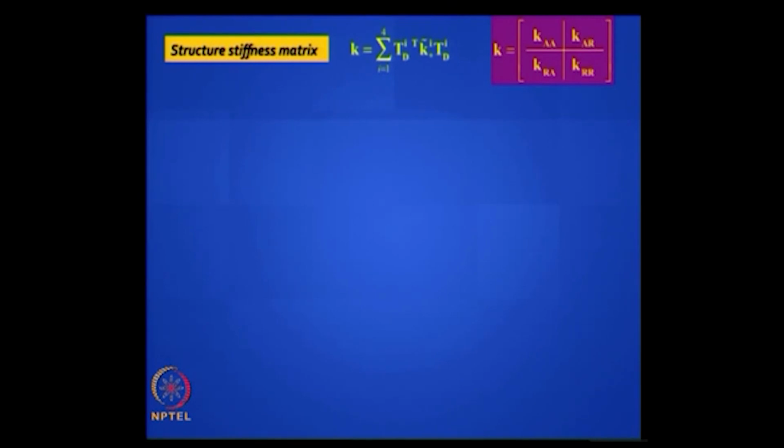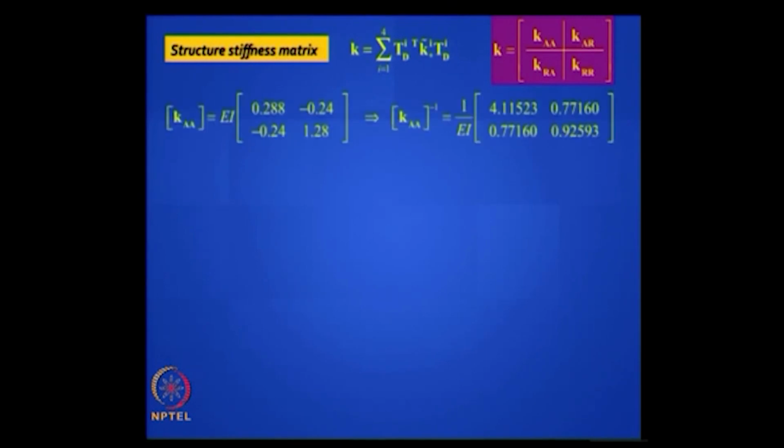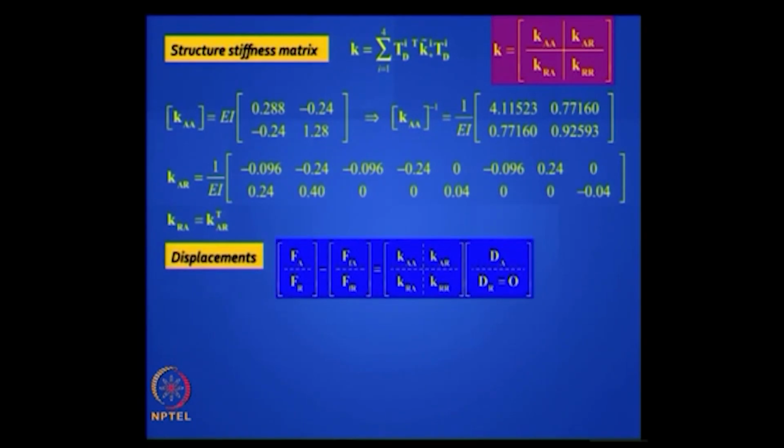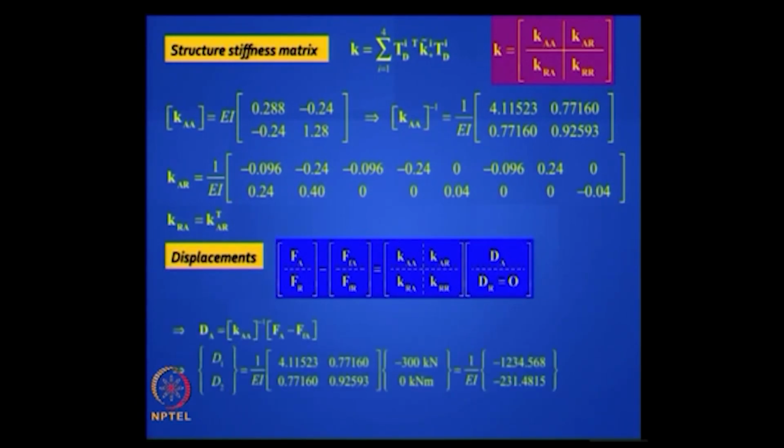This exercise is best done with the help of maybe MATLAB or something. You can get Ka and you can get Kar, you can get Kra, you can find the inverse of Ka matrix and you use the standard equilibrium equation, find the displacement. Okay, you've got D1 and D2, you got the net load vector, so it's easy to find out.